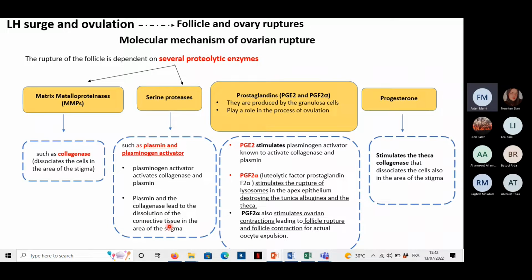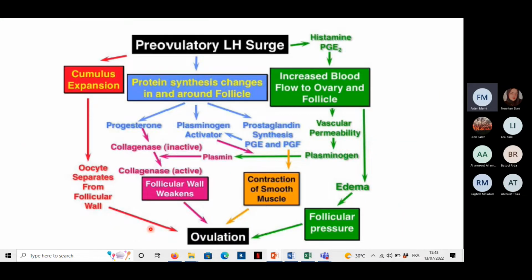stigma. Okay, so now we have also the plasmin and plasminogen activator that are induced, and their production will lead to the activation of the collagenase and to the dissolution of the connective tissue in the area of the stigma.